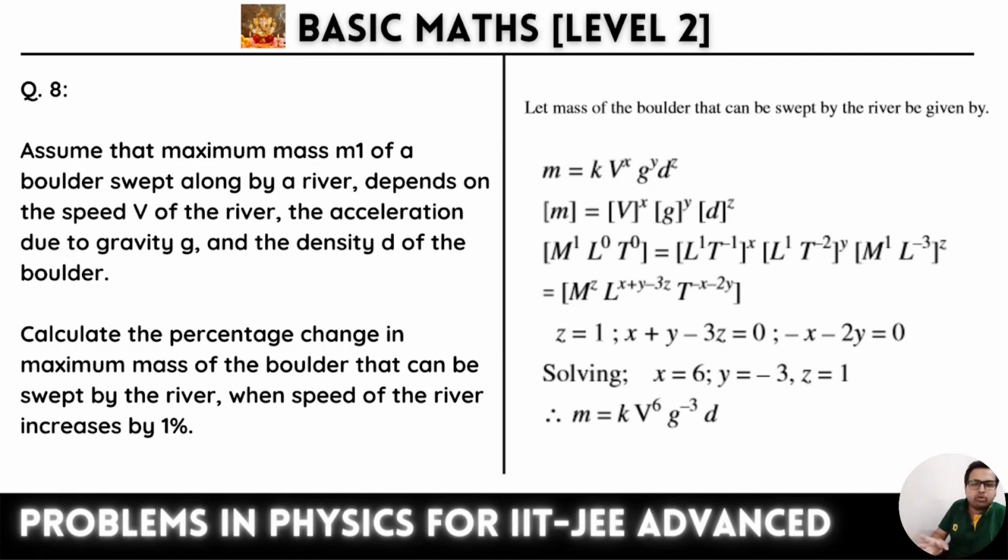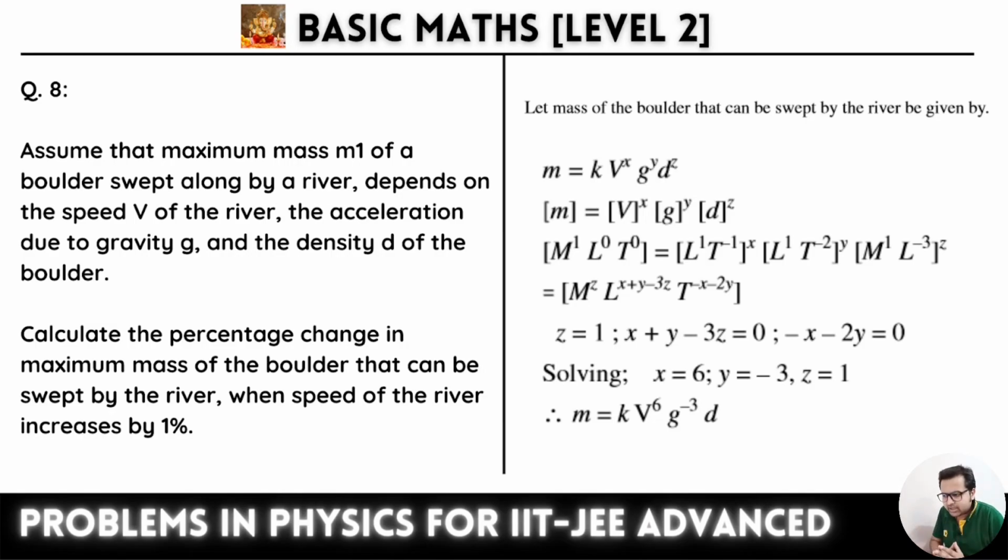So see, this is the beauty, because if you talk about IIT JEE Advanced also, the problems are very easy. It's just the approach. So now I hope you are getting the approach, that you derive the formula. You should be proud of yourself that you derived a very great formula. See how complex this formula is: m = k v^6 g^-3 d. So this is the relation between the mass which the river can sweep away and the other parameters.